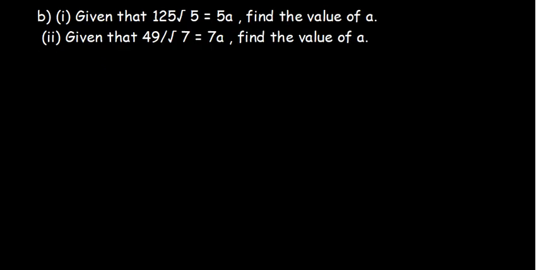Given that 125, so this is coming from indices as well. So write the first question: 125 root of 5 is equal to 5, and this was supposed to be the power a. So 5 to the power a. So find the value of a. How do you go about it?